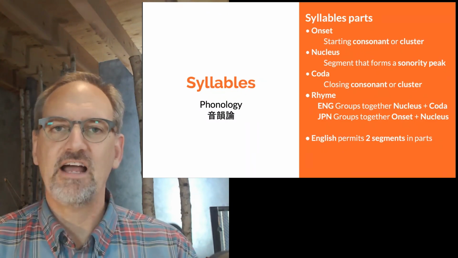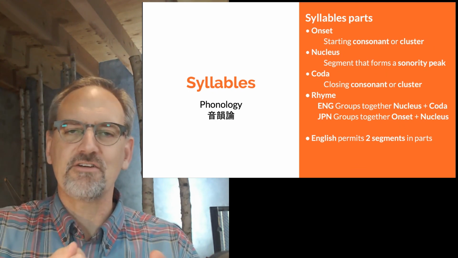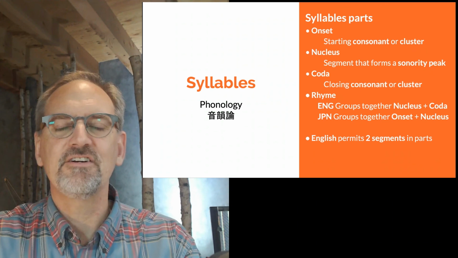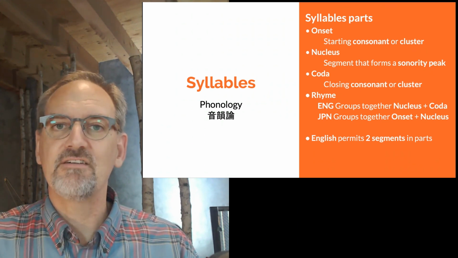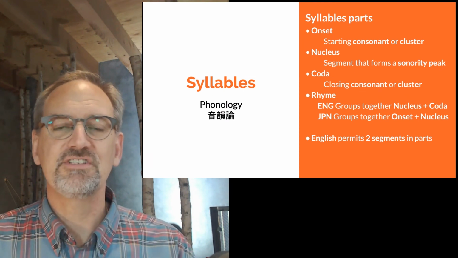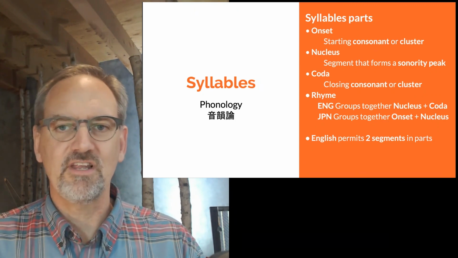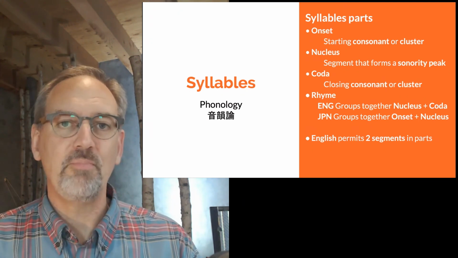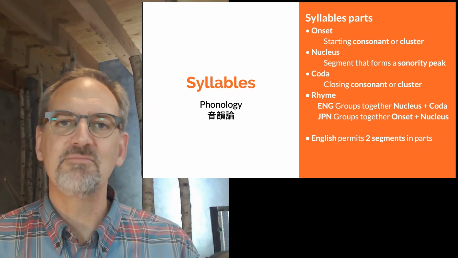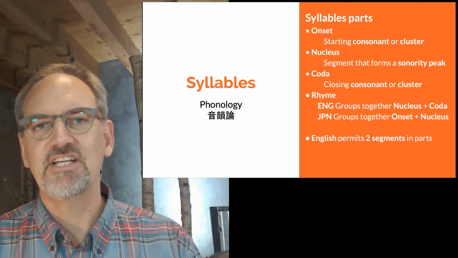And together, the nucleus and the coda together form a rhyme in English, or the onset and the nucleus form a rhyme together, as in Japanese. The rules of syllable structures for different languages can differ in this way. And we've also seen that another way in which they differ is whether a single constituent, these are 4 constituents or parts, right? If a single syllable part or syllable constituent can contain more than one segment. Right? English allows branching constituents.